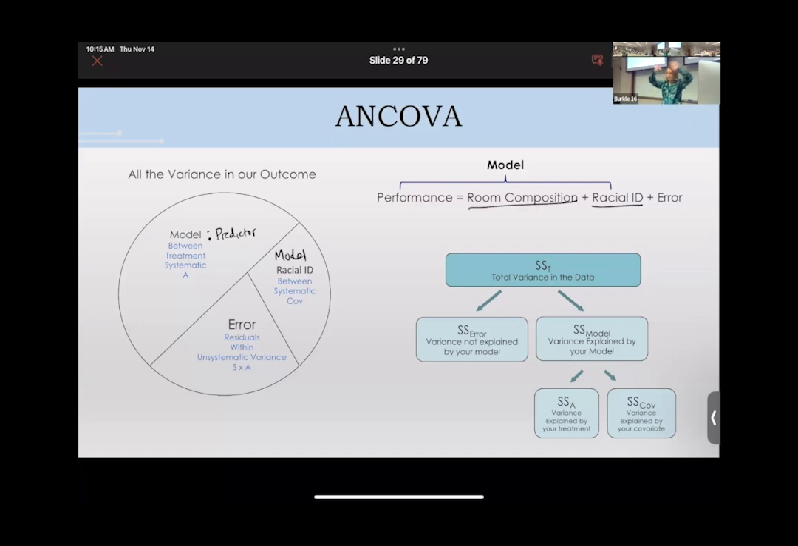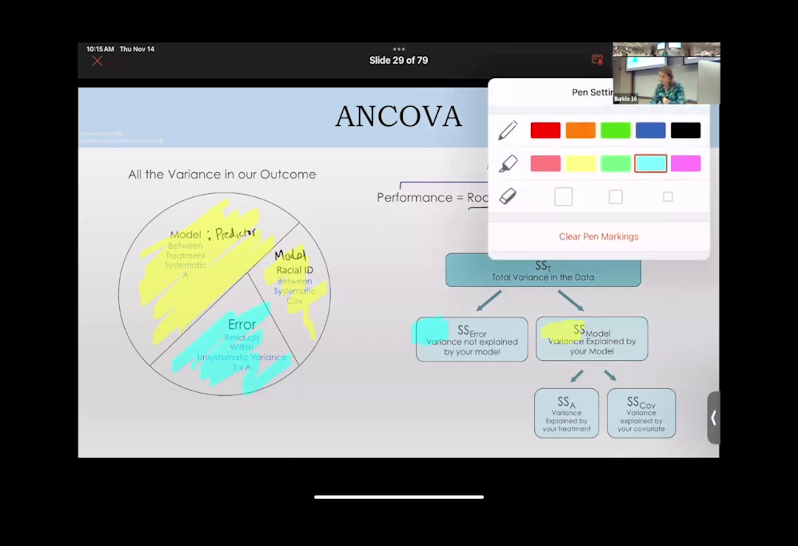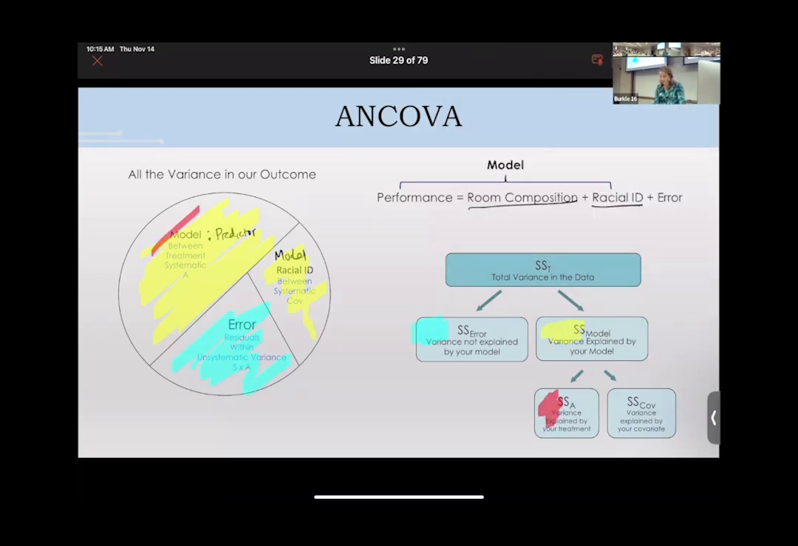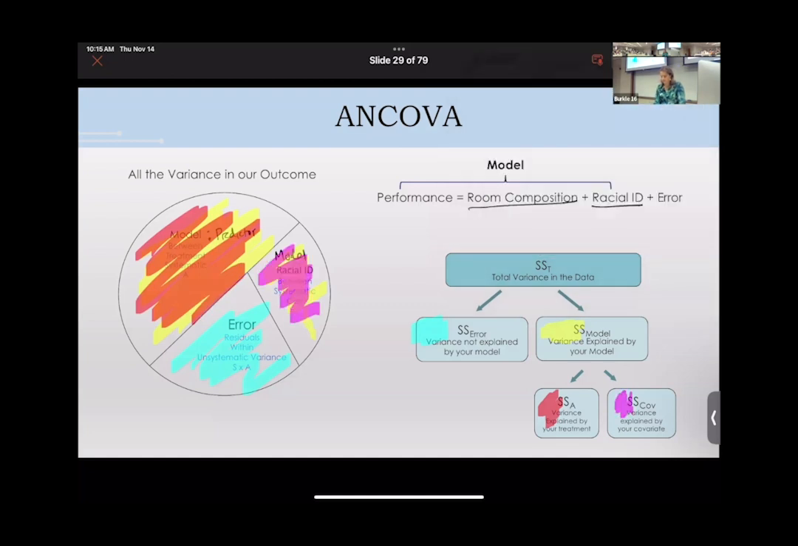So if we take total variance in the data, we have variance that's explained by our model and variance that is not explained by our model. And in our model, we have how many things? 2, our treatment and our covariate. Then if we break that model into its 2 pieces, we get our actual treatment, our actual predictor of interest, and our covariate. That's the really simplistic one.